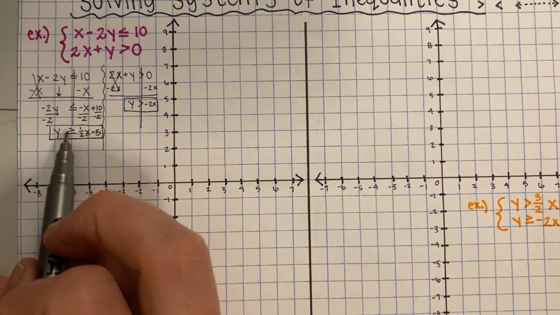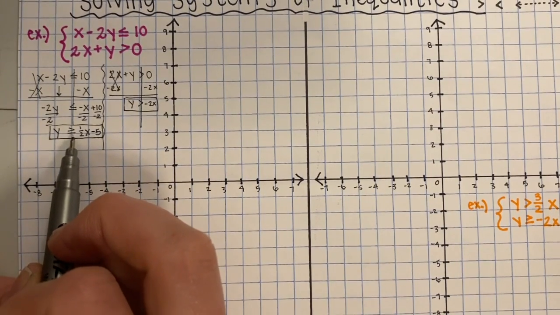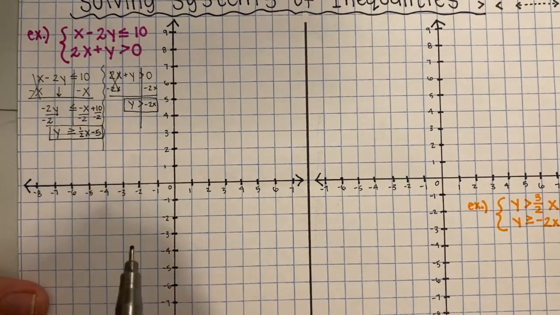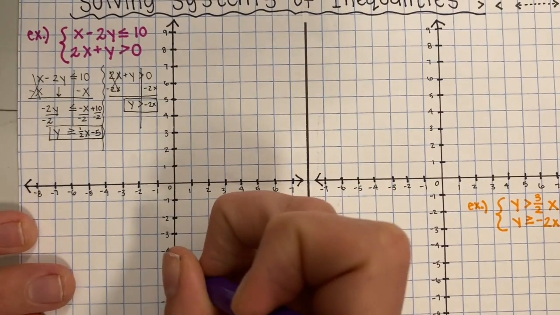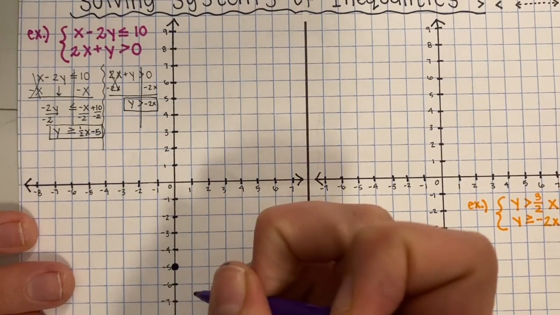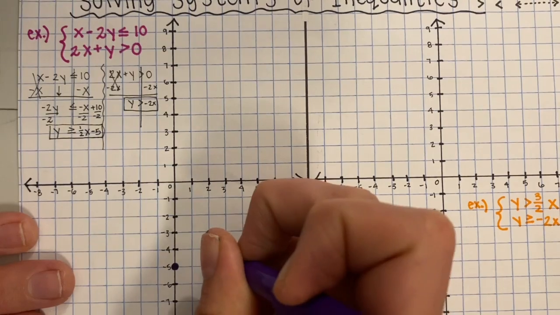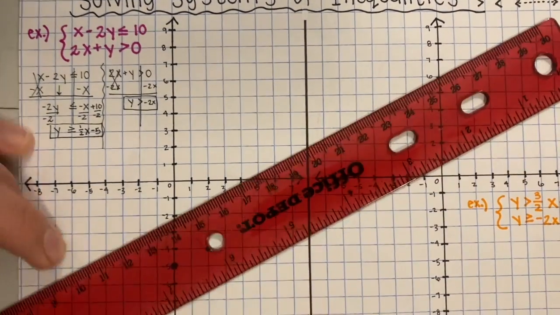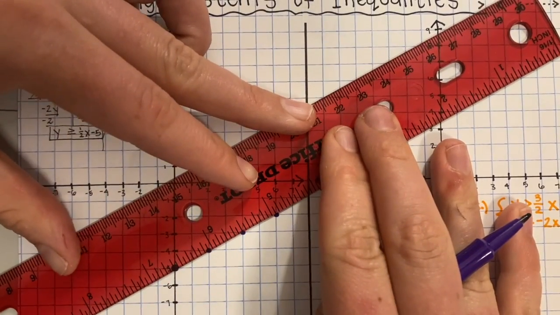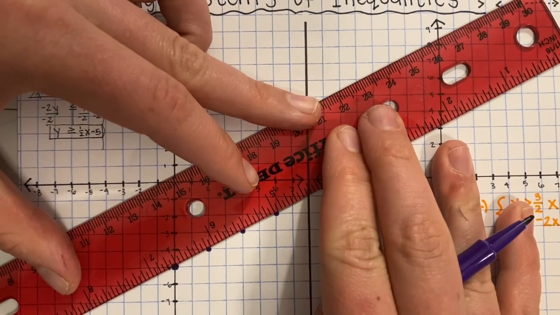We have y is greater than or equal to 1/2 x minus 5, so we know it's going to be a solid line. I'm going to go like normal on my y-axis at -5 because that is my y-intercept. I'm going to go up 1, right 2 to continue my line. It's a solid line, so when I connect my dots and extend, it's going to be solid.